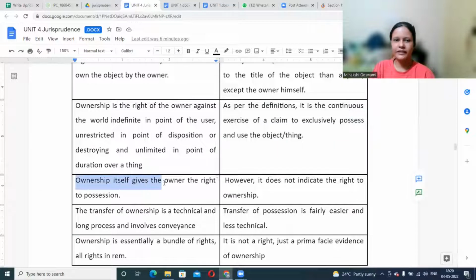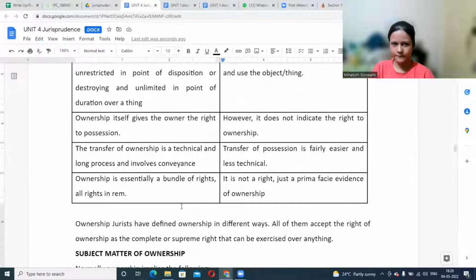Ownership itself gives the owner the right to possession. Ownership is absolute, so along with it, possession also comes. But in case of possession, just because someone has possession of a property, that will not guarantee ownership. So along with ownership, possession comes, but along with possession, ownership will not come.